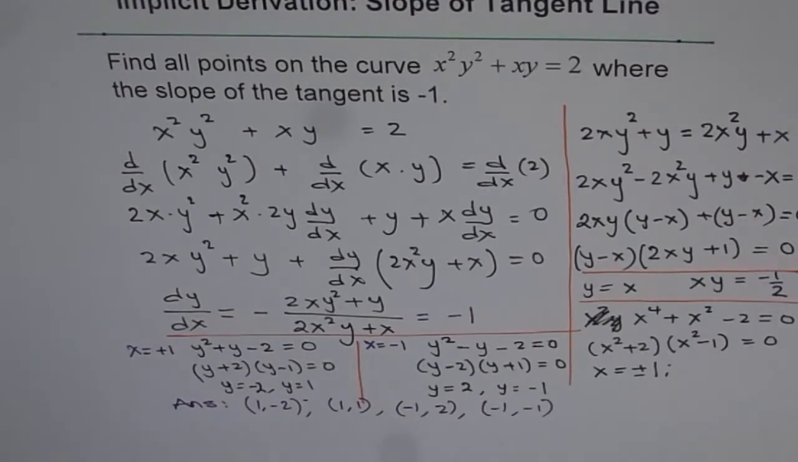So it's kind of a tricky question. It is easier to find the derivative dy by dx, but to find the points where the tangent slope is minus 1 is kind of tricky. So you need to do this factoring a couple of times and then get the answer just as we did it here.